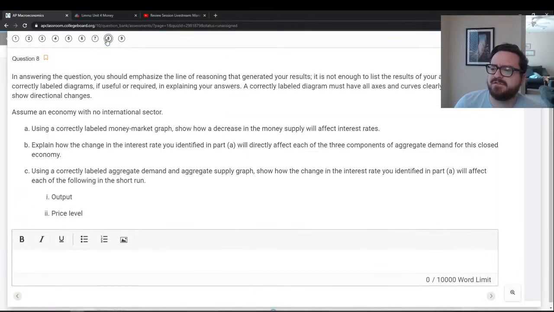All right, 2 FRQs. Here we go. I got 2 of them. Got a short one and got a little bit of a longer one. So, first things first, I read the very first statement every single time. It says, assume an economy with no international sector. What? What does that mean?